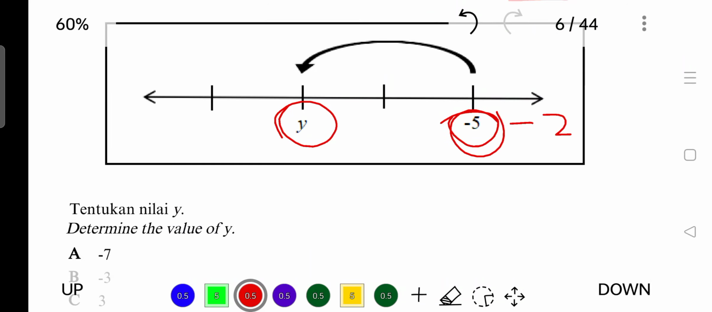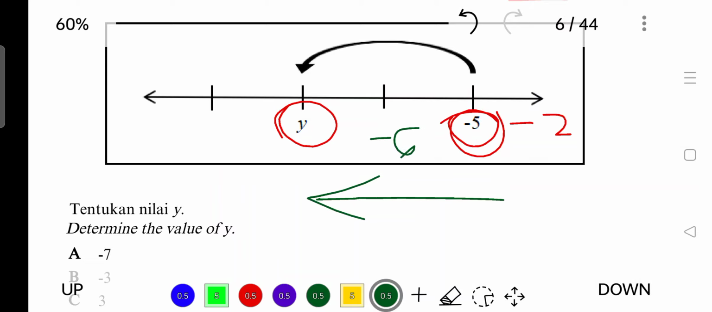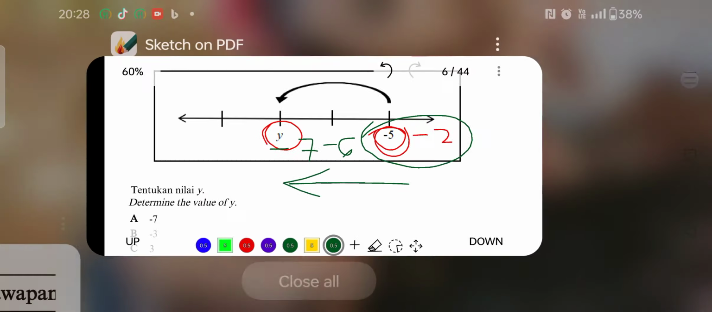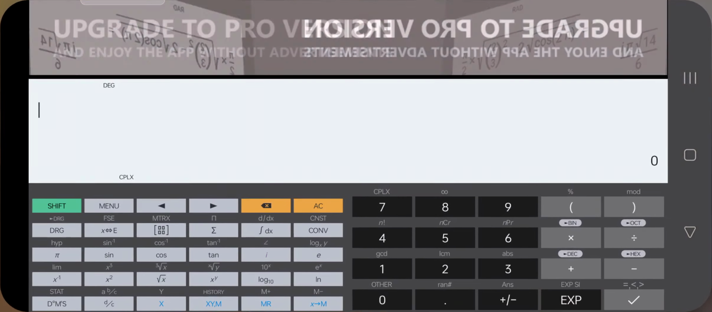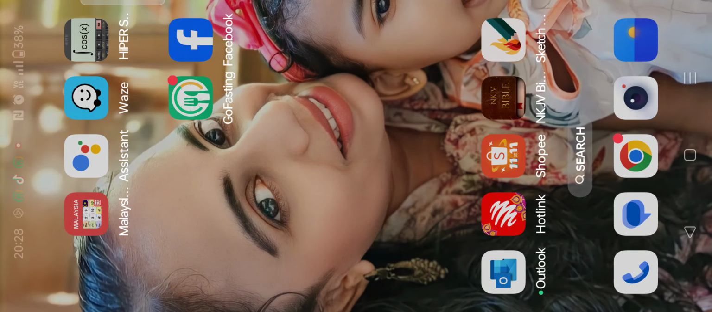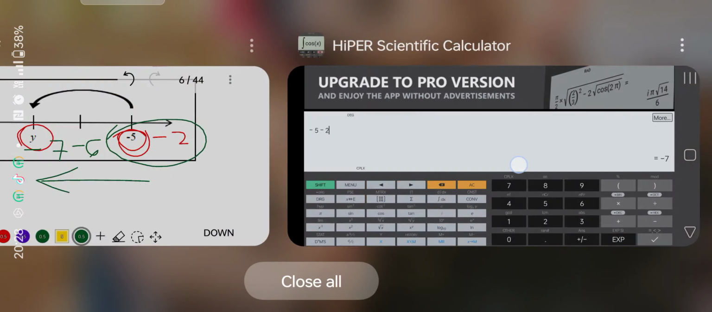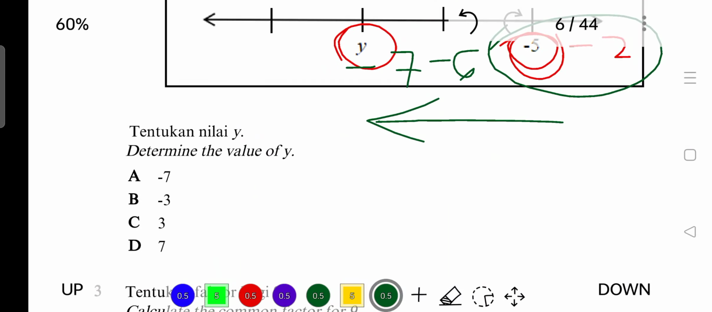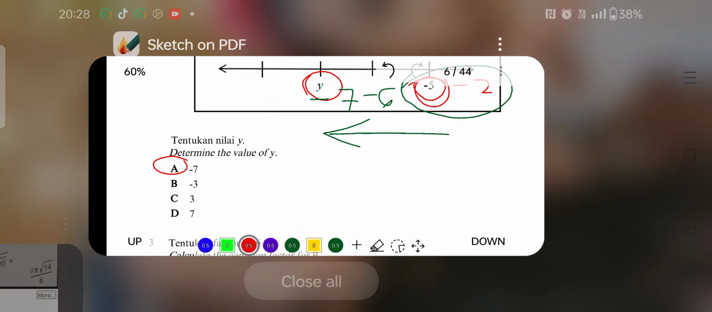Okay, here students have the tendency to do what? Negative 3, negative 5, negative 4, negative 3. But is this correct? No, this is not correct, because as you go further to your left, the number will go more negative, right? Negative 6 and negative 7. You can do this, or you can simply press the calculator. Negative 5 minus 2, you will get negative 7, right? So the answer will be negative 7, which is A.